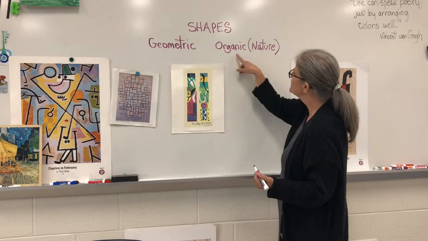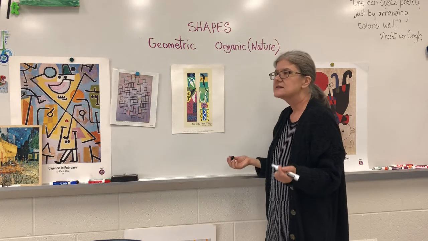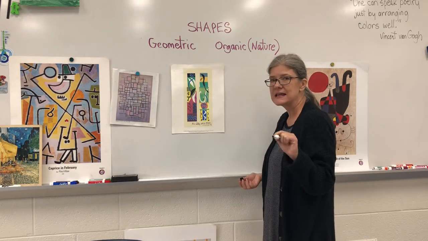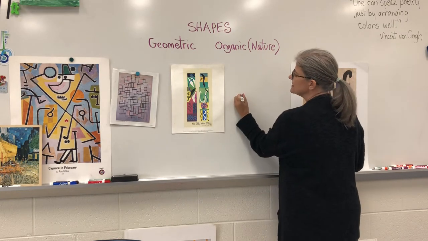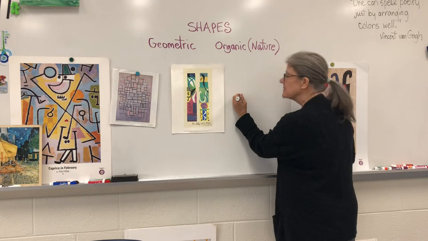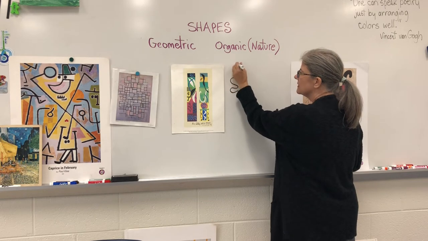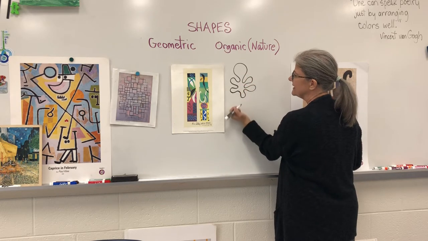The thing about these shapes is they don't follow rules. So I don't need a ruler. I don't need to trace anything. I just need to start drawing. I start with my dot and I take it for a walk, but I'm going to take it for a very curvy walk. And I'm going to make a shape kind of like that, like a leaf.